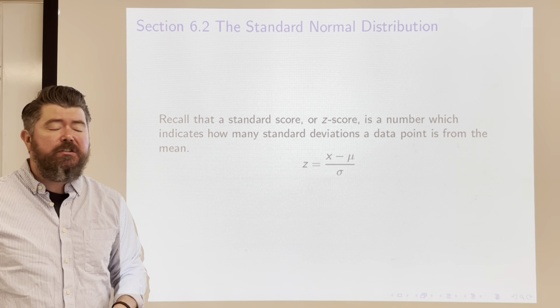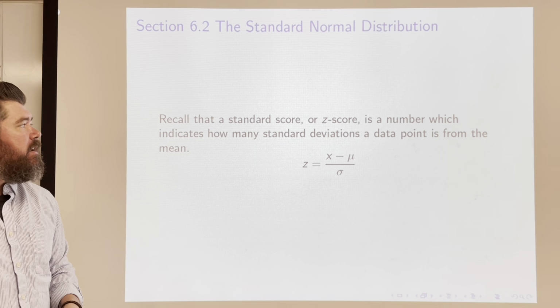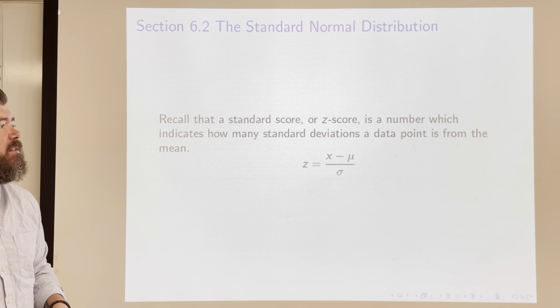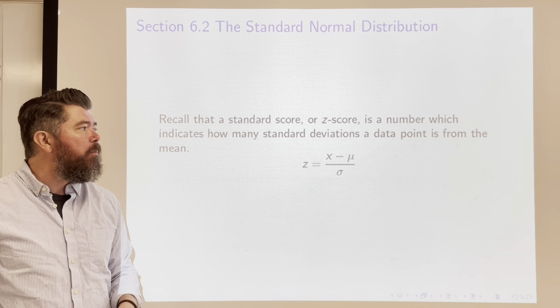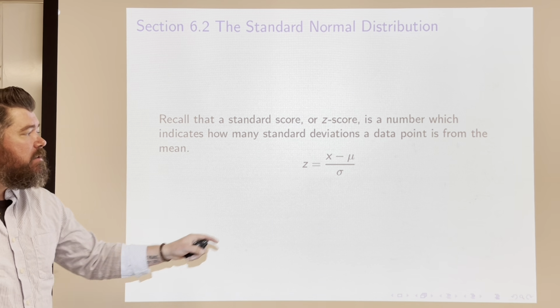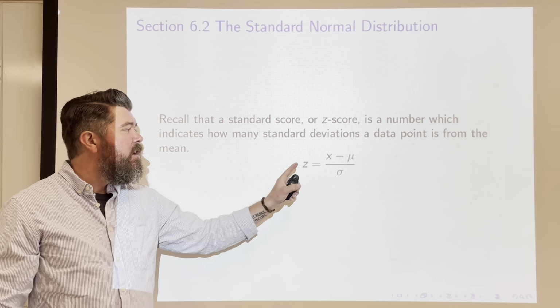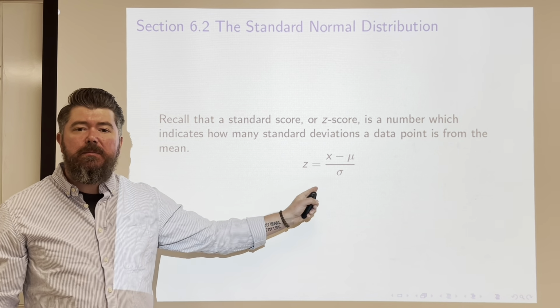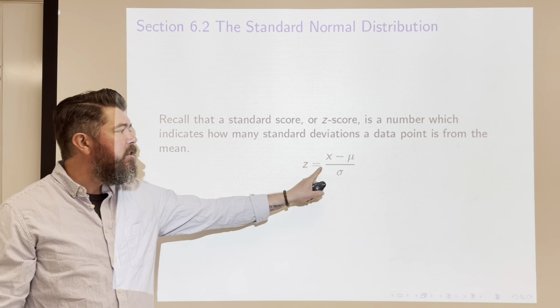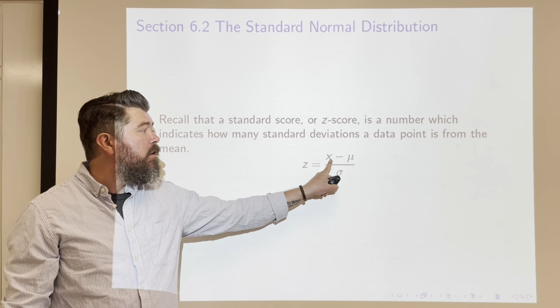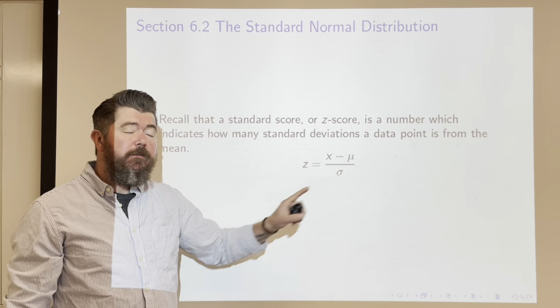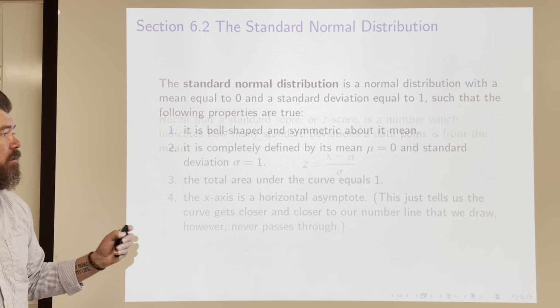Recall that a standard score, or z-score, is a number which indicates how many standard deviations a data point is from the mean, and it's given by the following formula. Z equals x minus mu over sigma. Remember, this is just our data value minus our mean divided by our standard deviation.